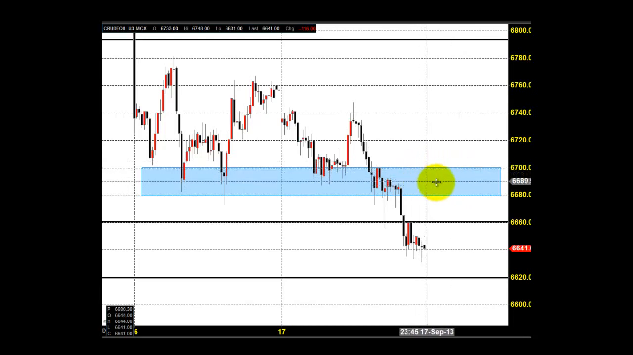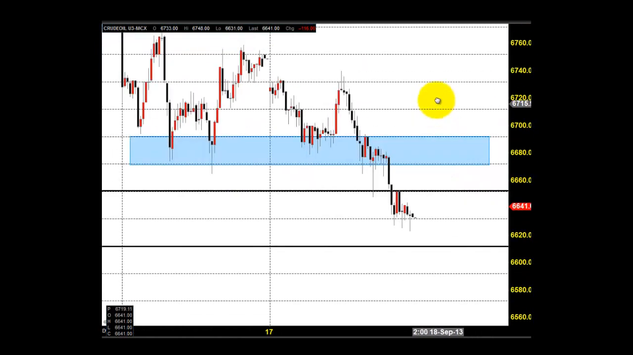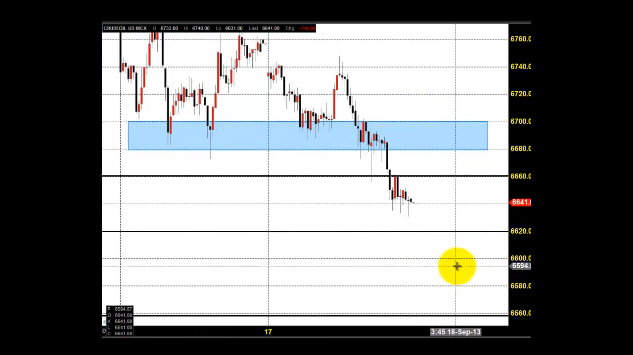But if the price is going to break this zone, and if it is staying above this, then it will go and test the previous day's high, which is 6780. So today we are expecting crude to continue its downtrend.